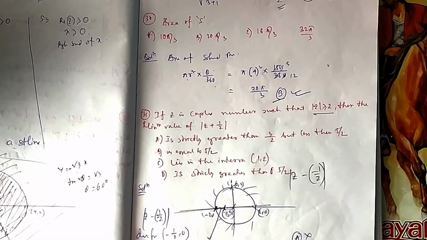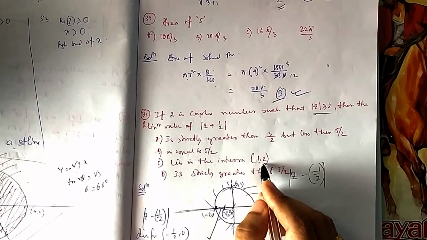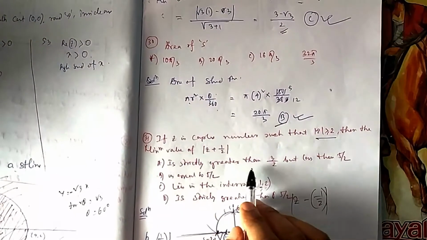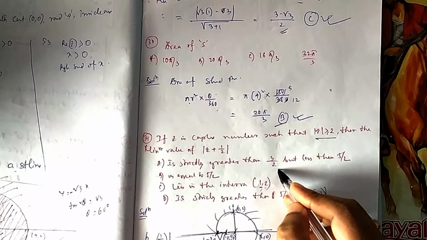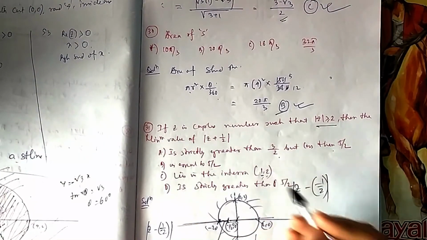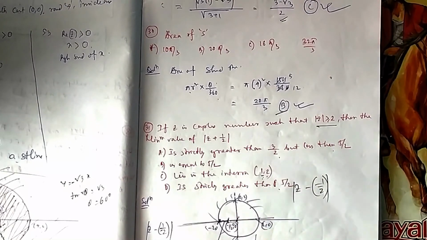That means your option C lies in the interval 1 and 2. 3 by 2 lies in this interval. It is not greater than 3 by 2, not less than 5 by 2. It is exactly 3 by 2 you are getting, not equal to 5 by 2. It is lying in this interval, strictly greater than 1. It is exactly 3 by 2.